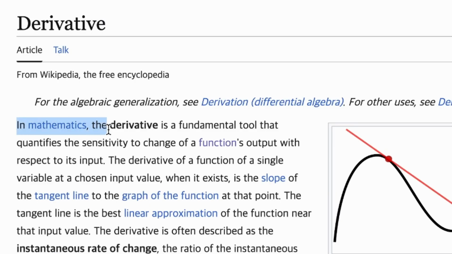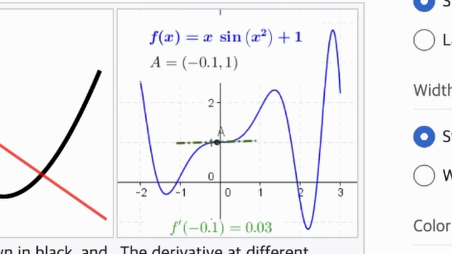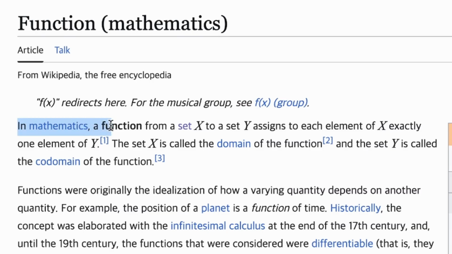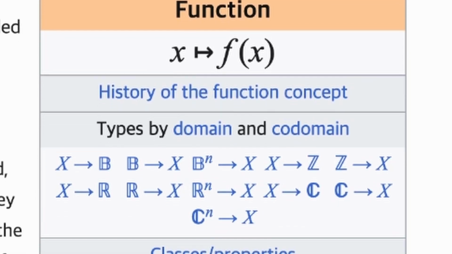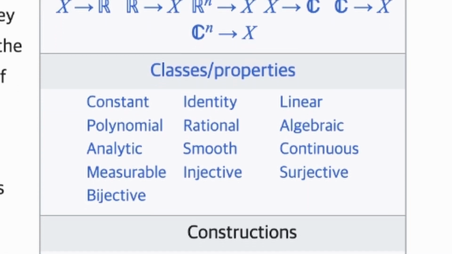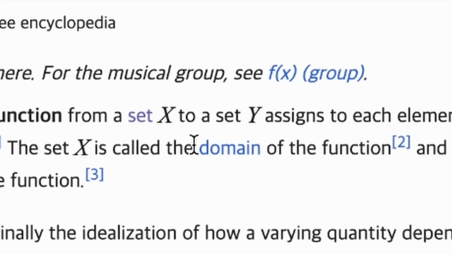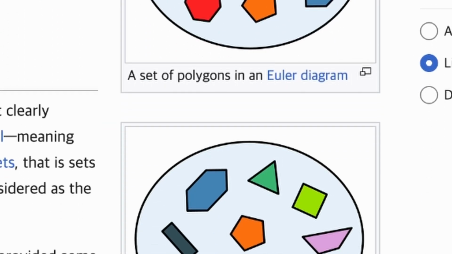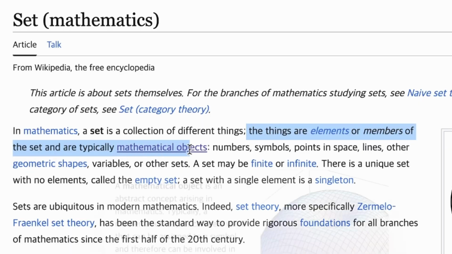In mathematics, the derivative is a fundamental tool that quantifies the sensitivity to change of a function's output with respect to its input. But what is a function? In mathematics, a function from a set x to a set y assigns to each element of x exactly one element of y. But what is a set?